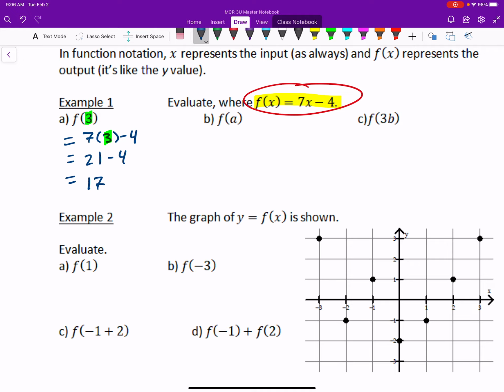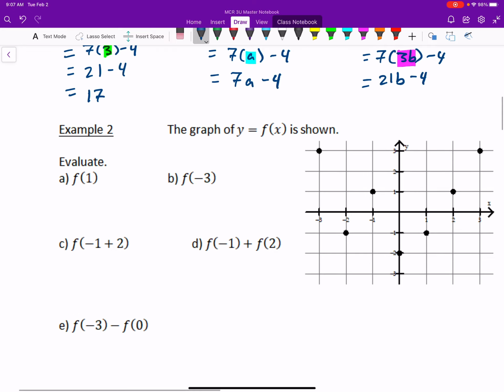I can put other values in besides just numbers, though. I could put letters in, like a, and then I'd have 7 times a minus 4, just putting in whatever's in the brackets. I can't simplify beyond this if I have a variable here, but I can go as far as I can go. I can even put a combination of letters and numbers in, and I could have this be 7 times 3b minus 4. Again, I'm just substituting whatever's in the brackets into the equation. Then I would multiply it out. I'd get 21b minus 4, and I'd have unlike terms, so I wouldn't be able to go any farther.